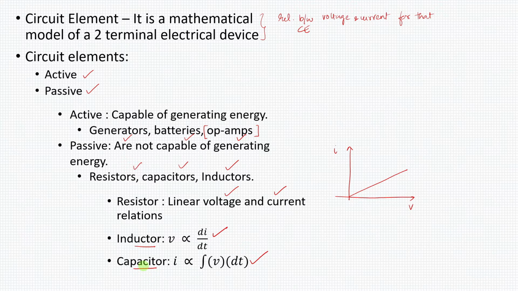So I hope you have understood the definition of circuit elements, types of circuit elements, and the definition of a resistor, inductor and capacitor in terms of circuit elements. In the next video, we will start with the concept of sources.